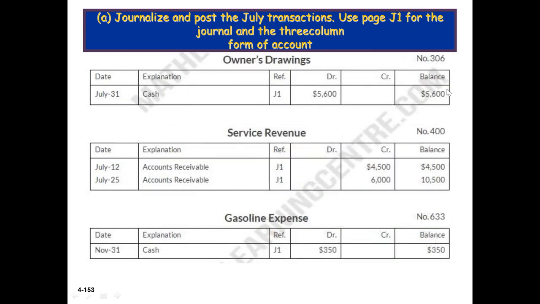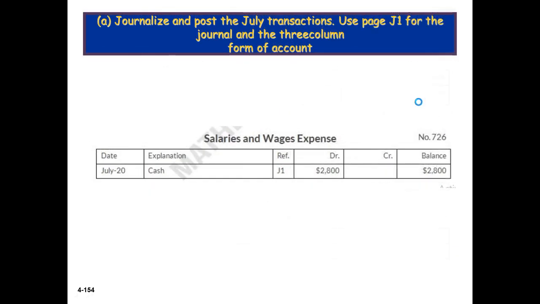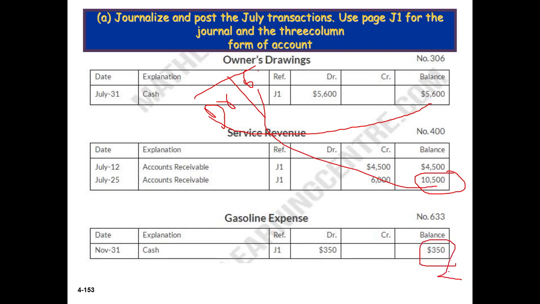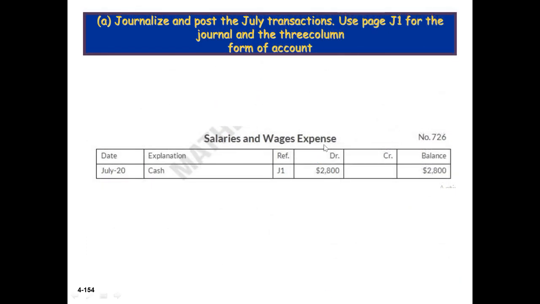And known as drawing. This is our debit balance in the trial balance. When we prepare our trial balance, this balance would be drawing, debit balance. Service revenue is a credit balance, and gasoline expense is also a debit balance, and salary and wages expense is a debit balance.